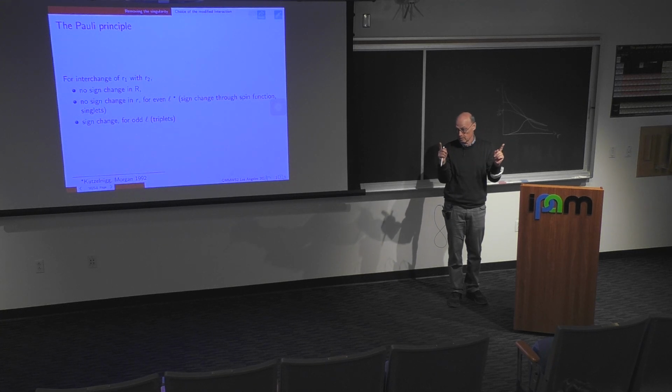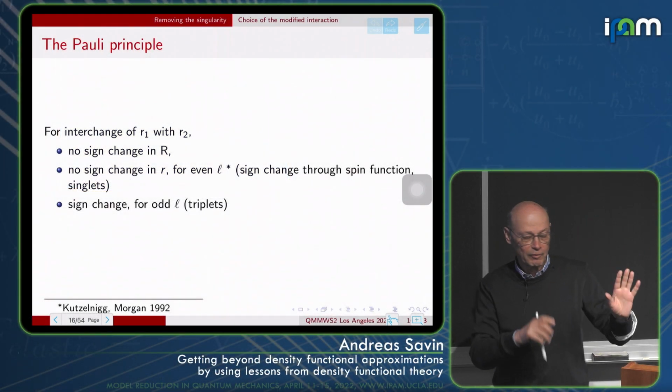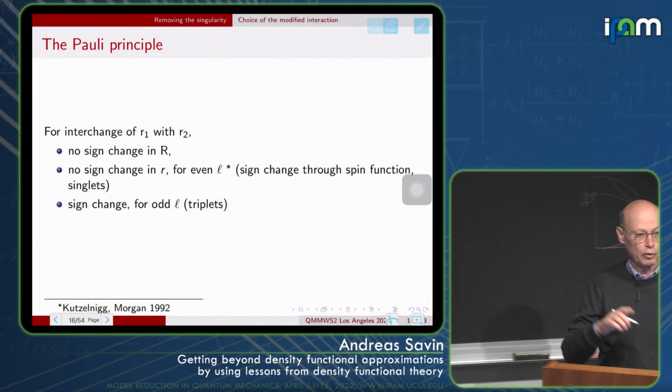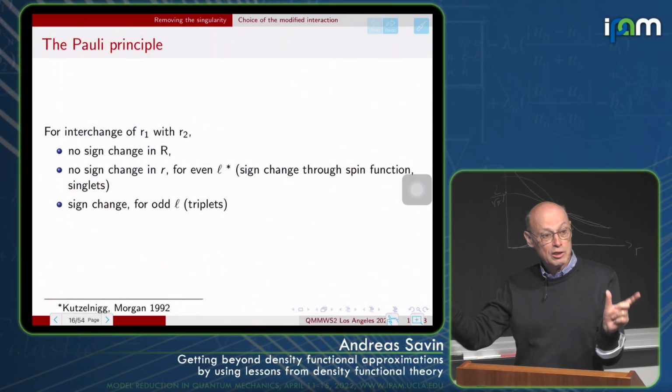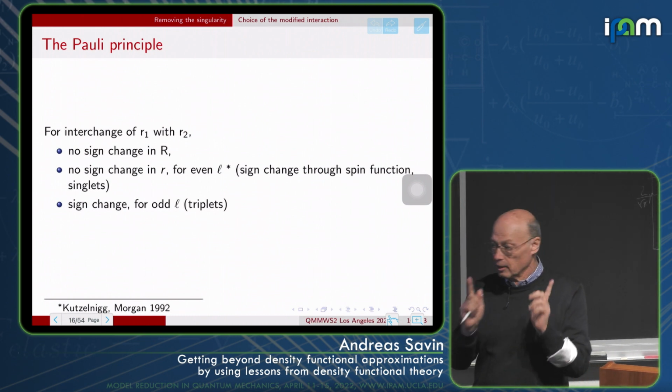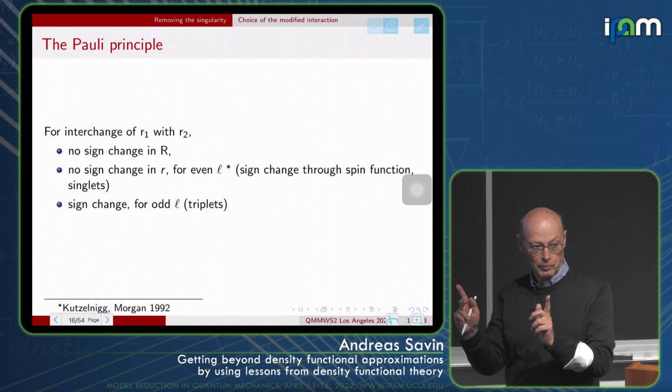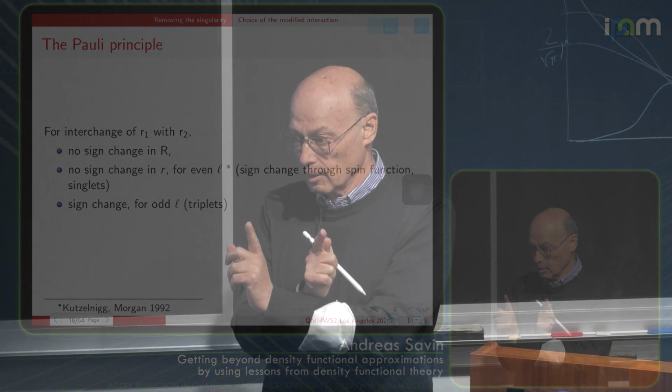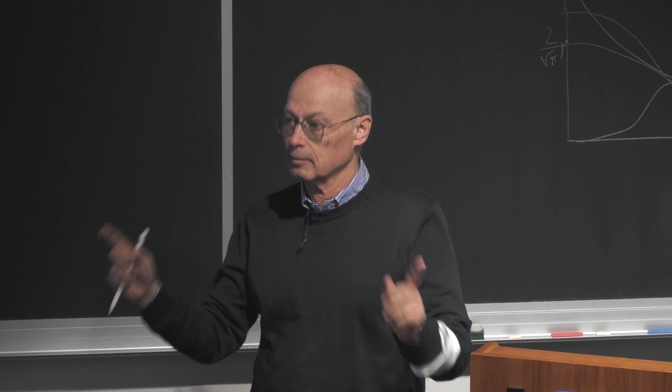You are in R space, position space only. And you have a wave function in the position space times a spin function. The spin function can be singlet or triplet. If you exchange spins in the singlet function, it changes sign. Triplet does not.